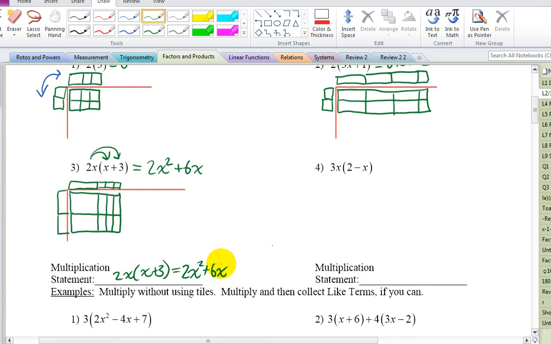Now on your quiz, I photocopied it too early and I forgot to change it to multiplication statement, but that's fine. I'll mark it very leniently. Okay, try 4 all by yourself. Go for it.